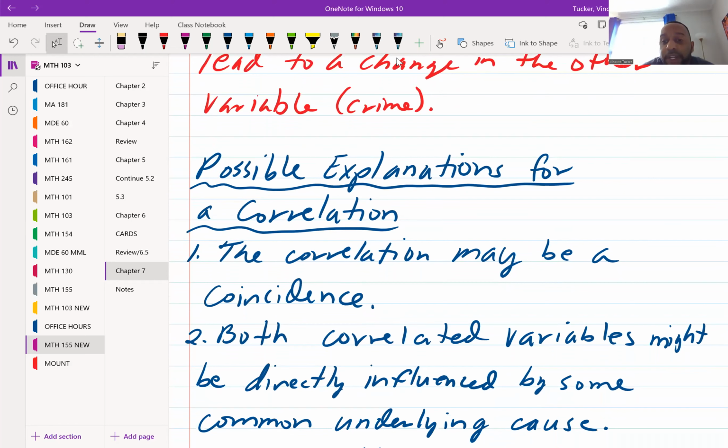It's possible that both correlated variables might be directly influenced by some common underlying cause. If you go back to the crime in the liquor store example, it could be that there's high gang activity in that area, two rival gangs causing the correlation between the two. And it just so happened that the liquor stores are there, crime is there, and all this stuff.